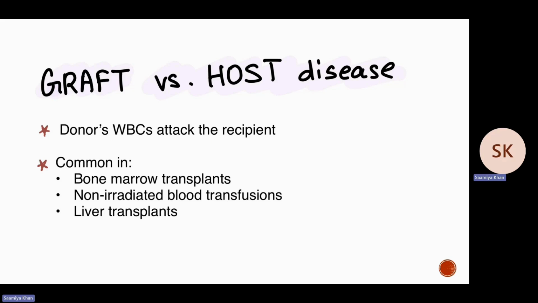And what they basically mean by this is that non-irradiated blood products refer to blood components that have not undergone the process of irradiation. Irradiation itself is a method in which we inactivate the T cells of the donor, and if we don't irradiate it, which is non-irradiated, then it can lead to graft versus host disease. And liver transplants, because the liver itself consists of many lymphoid cells, so there's a risk of graft versus host disease in the liver. And yeah, that's it.